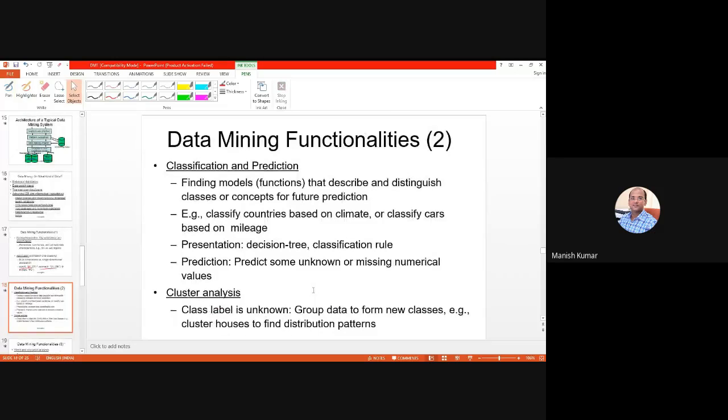Similarly, I can go for classification and prediction also. I think we are well aware of this. We make use of decision trees and classification rules. Classification is referred to as supervised learning. The reason is very simple: whatever data I'm using for classification and prediction, the classes are known to us. What we try to do is get rules out of the data which can classify the unknown data.